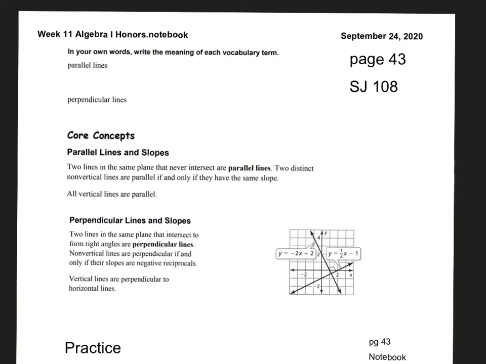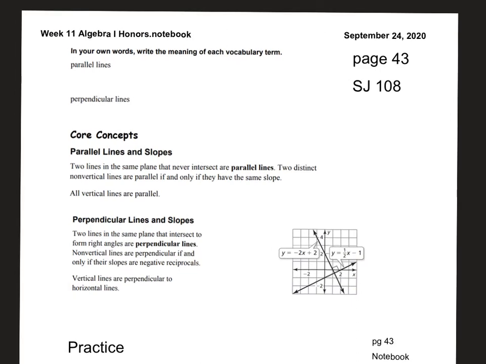You're going to need Student Journal 108 examples. Okay, so looking at our two words here to define. It says, in your own words, write the meaning of each vocabulary term. So parallel lines. What are parallel lines?